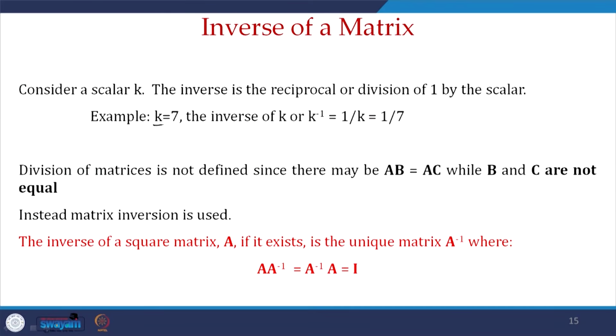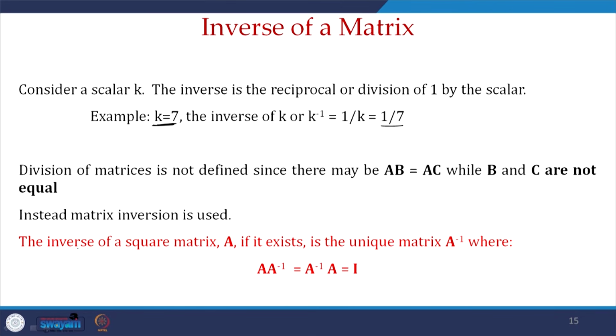Now, if I am having a real number, let us say, or a scalar k equals 7, then the inverse of k is 1 by 7. So, here if I take k equals 0, in that case 1 by 0 is not defined. So, similarly, if the determinant of a matrix is 0, the inverse of that matrix is not defined.